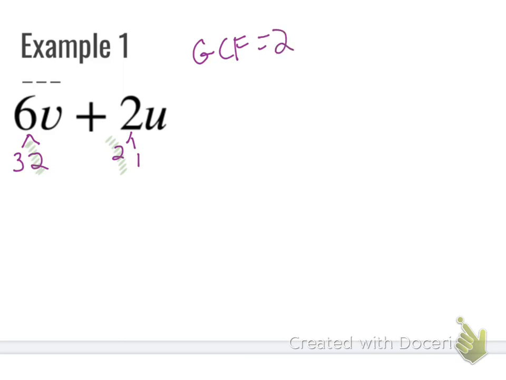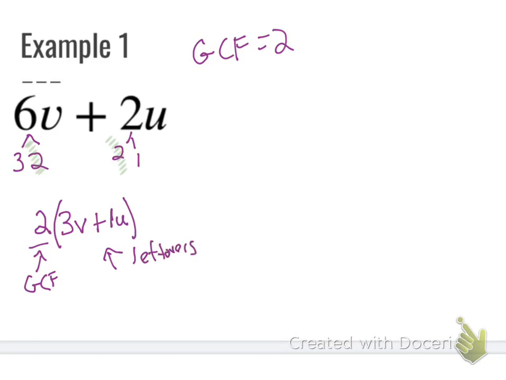So when we factor out that 2, we write the 2 on the outside, and then what's left over. Once we take out that 2, what's not highlighted is the 3v, and over here, what's not highlighted is the 1u. So when we are factoring out the greatest common factor, this is what we want to write: the GCF out front, times the leftovers. And that is the answer to this problem.